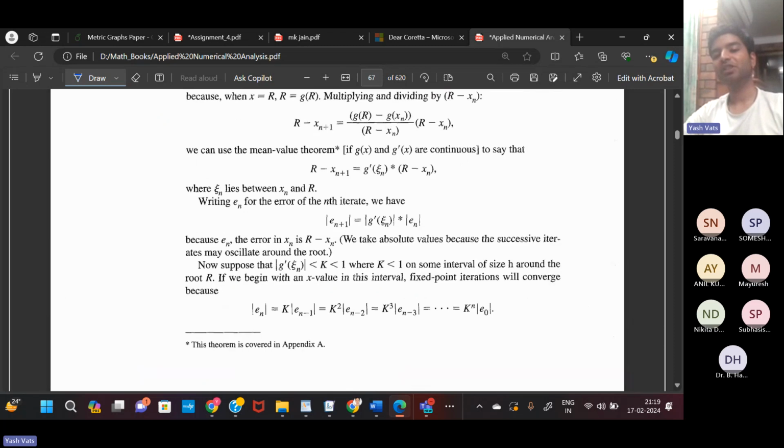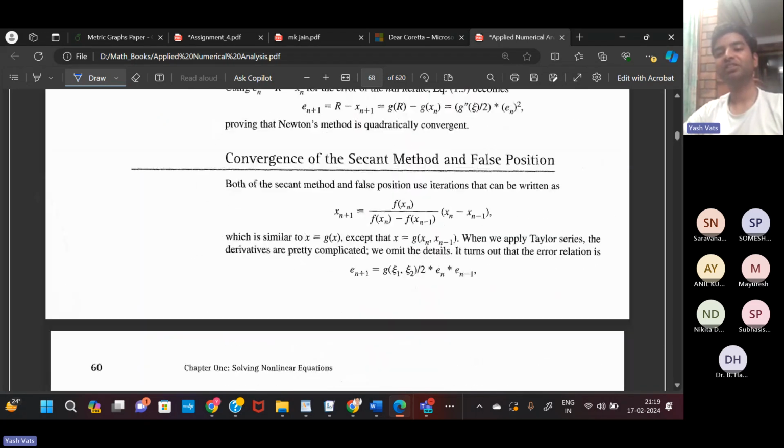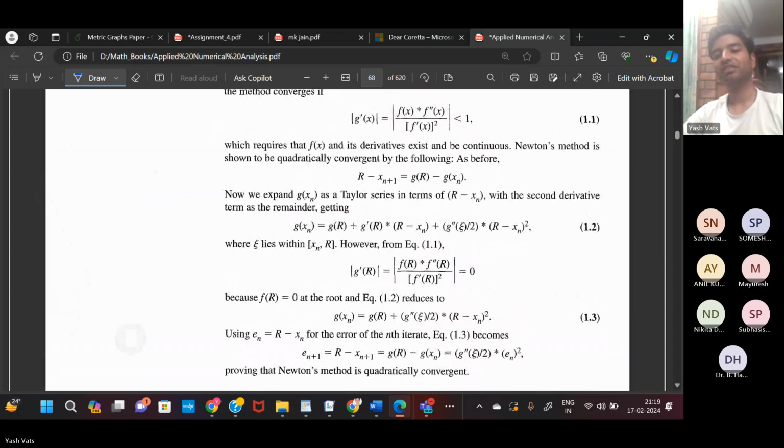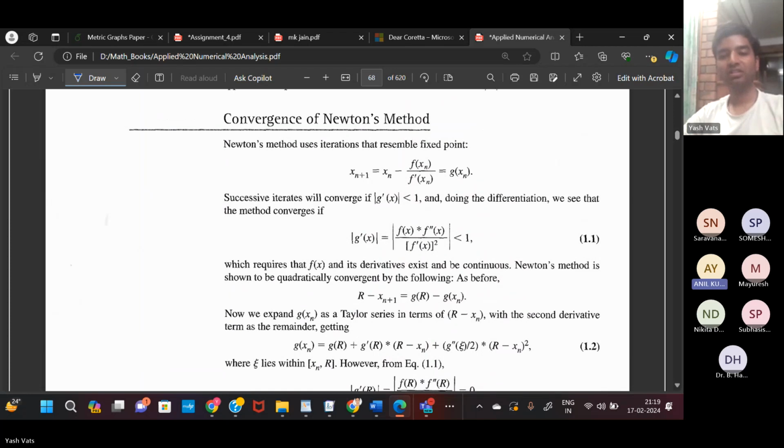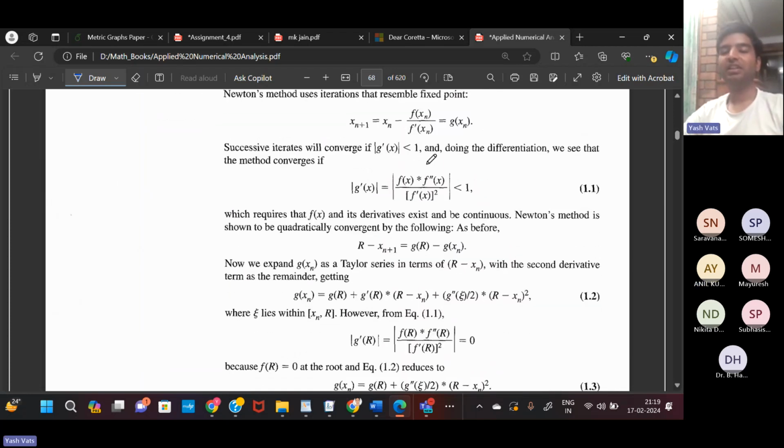So I can discuss. Should I discuss one proof of it? What do you want, Anil? Newton-Raphson method. Okay. So this is the definition of the Newton-Raphson method. Can you see my cursor? Yes, sir. x n plus 1 is x n minus f of x n over f dash of x n. That's how we derive it.